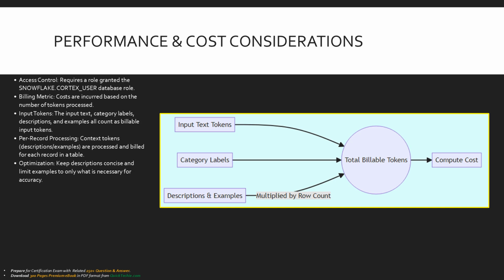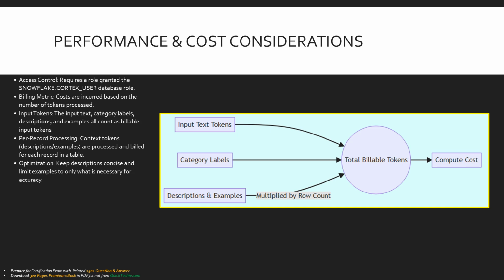First, security. To execute this function, your role must be granted the Snowflake.Cortex user database role. Now, regarding billing, Cortex AI functions are billed based on token consumption. It is critical to understand that the input text, the category labels, your custom descriptions, and your examples all count as input tokens. Furthermore, because classify text is a scalar function operating row by row, your category descriptions and examples are processed and billed for every single record in your query.